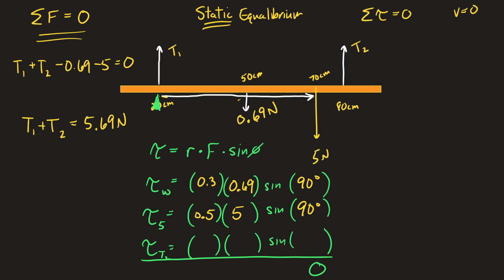All right, last one. We're going to go from 20 to 80, so 0.6. We don't know the size of this one. This is going to be our unknown, so I'm just going to put in T2 because we don't know the size of that one. Does that make sense? And then can we agree that this is also 90 degrees?